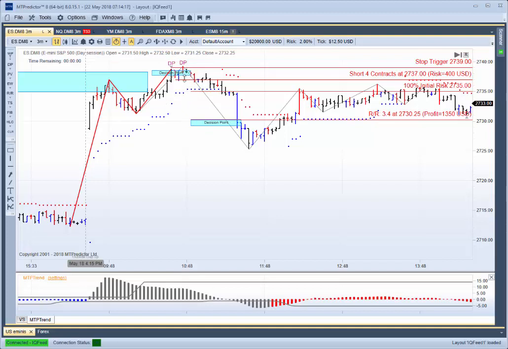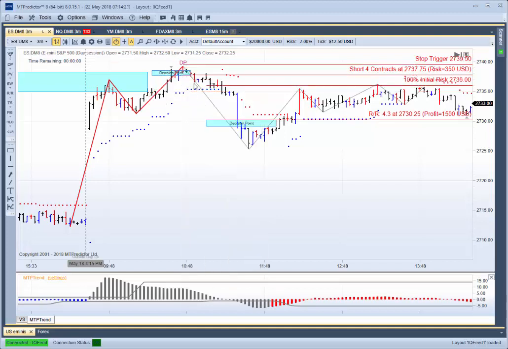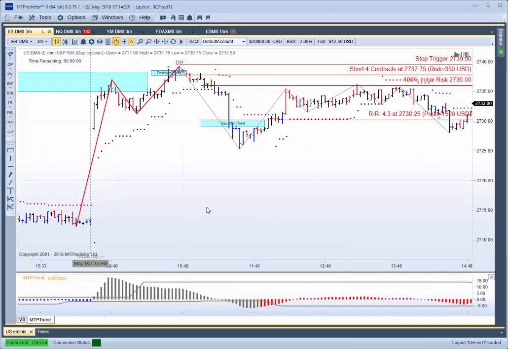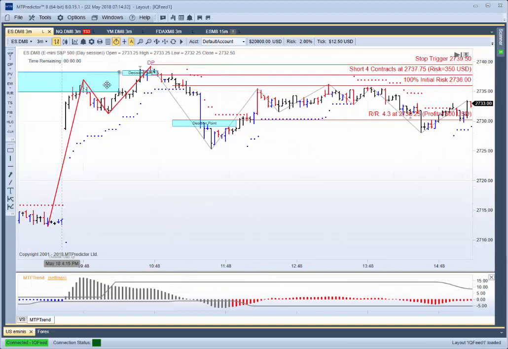We then had another sell setup on that next DP cell that had a profit that was large, but not just large in dollars, but large in relation to the initial risk. So as you can see, a good example of using MTPredictor using our multi-time frame analysis and keeping our losses small and our profits large. That's basically what MTPredictor is about.